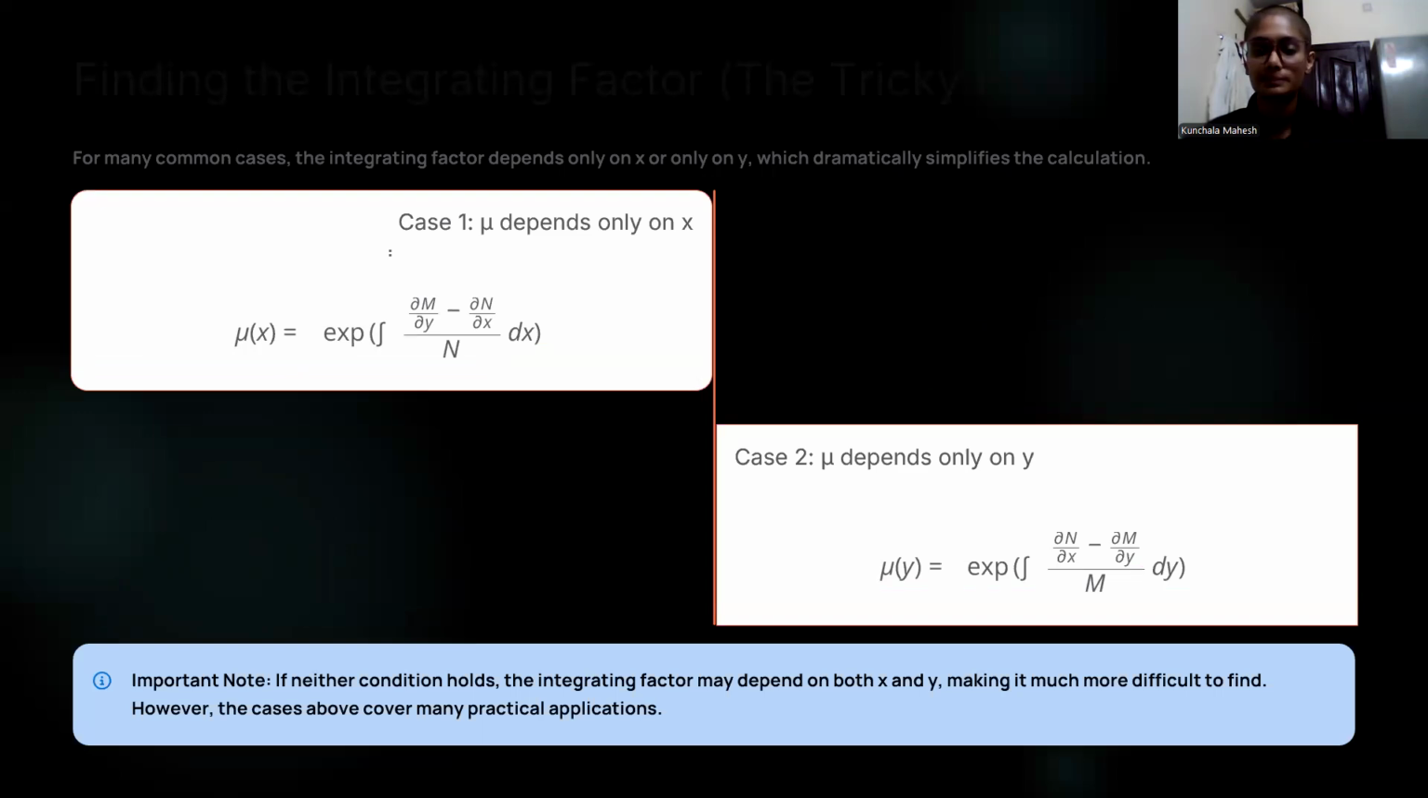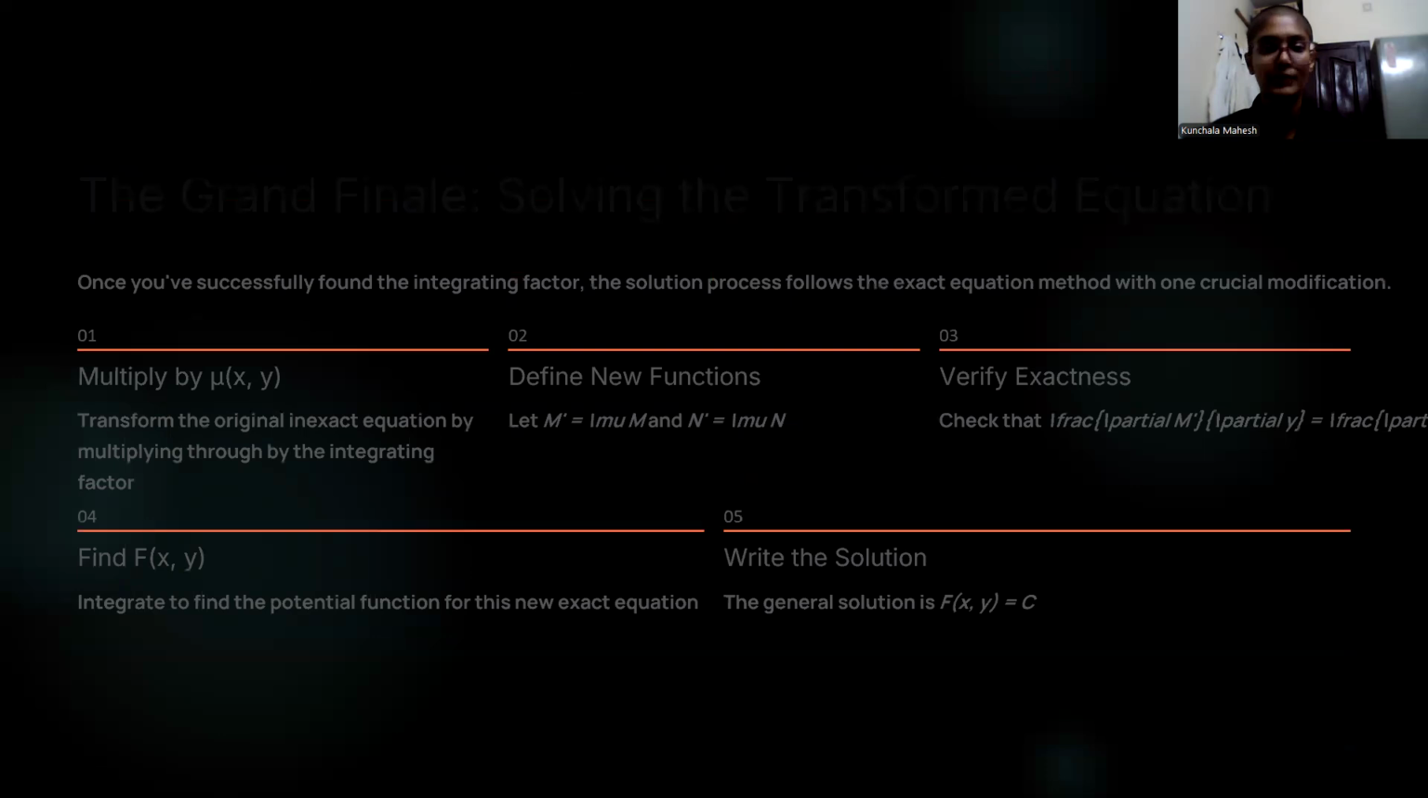And the next one is we discussed two cases: when mu depends only on x and when it depends only on y. Mu of x is equal to the exponential of the integral of (∂M/∂y minus ∂N/∂x) divided by N, dx. The next case is mu depends only on y, which is mu of y equal to the exponential of the integral of (∂N/∂x minus ∂M/∂y) divided by M, dy. Then we discussed five steps: multiplying by mu of x, y, defining new functions, verifying exactness, finding f of x, y, and writing the solution.